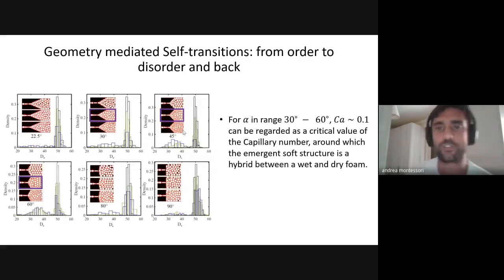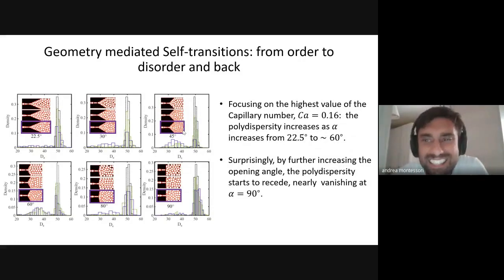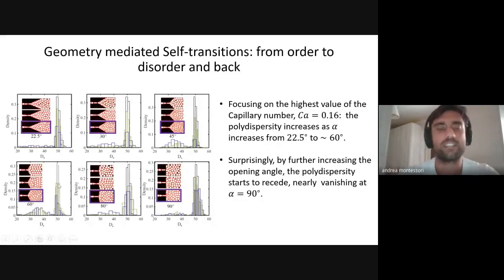And if we focus on the highest capillary number which we simulated, which is 0.16, the polydispersity increases as alpha increases from 22.5 to 60 degrees. But surprisingly, by further increasing the opening angle, the polydispersity starts to recede and nearly vanishes at 90 degrees. And you can see this because the density distribution of the equivalent diameter is basically the same as in the first case, as in the case of 22.5 degrees.